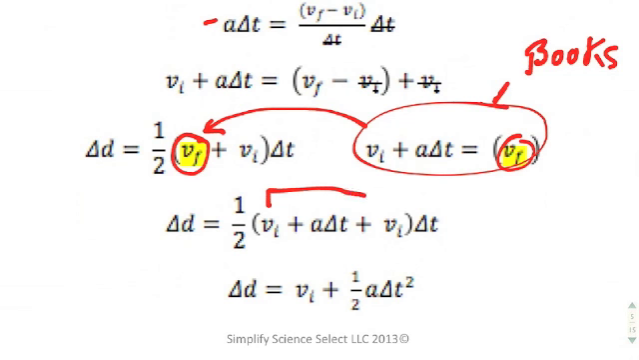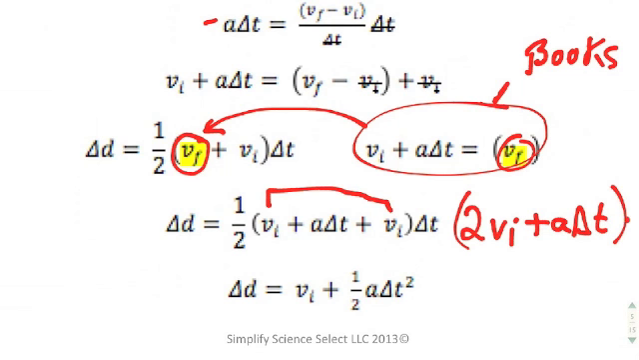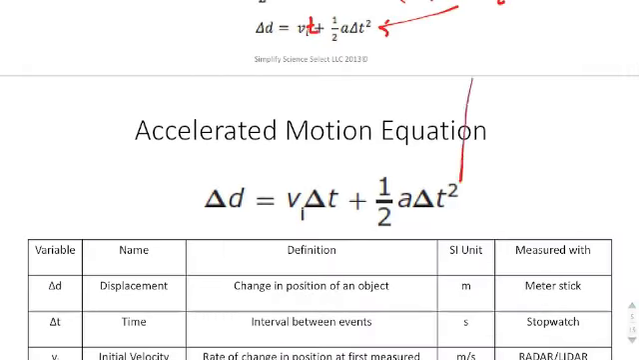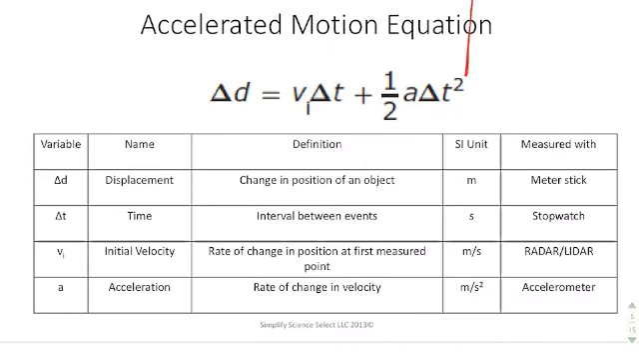You have a vi here and a vi here, so that adds to 2vi, and then you have plus at. That's in the parentheses, and then you have the delta t on the outside, and you have the 1/2 here. When you distribute the t to both of these, this becomes t squared, because t times at is at squared, and vi times t is vit. There should be a t here. Then the 1/2 gets distributed, it cancels the 2 out, and the 1/2 doesn't get canceled over here. So you get our next common equation, delta d equals vit plus 1/2 at squared.